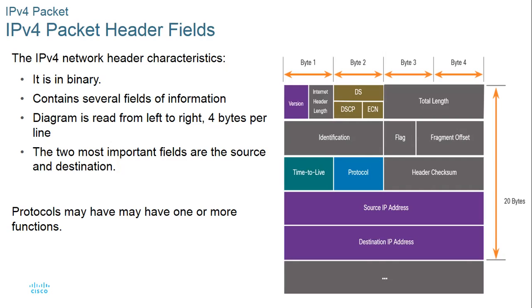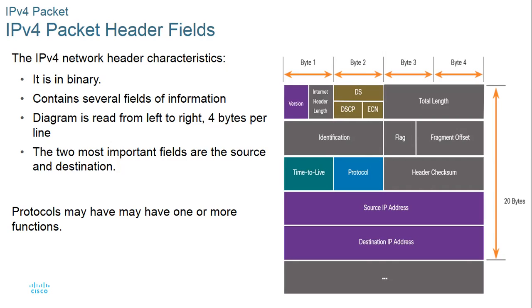Then we have another 4 bits which indicate the header length. In this field, we can see if we have an optional field in the header, which means this value doesn't always indicate 20 bytes in the header. If it's more than 20 bytes, in multiples of 4 bytes, it indicates that an option field is used in the IPv4 header.